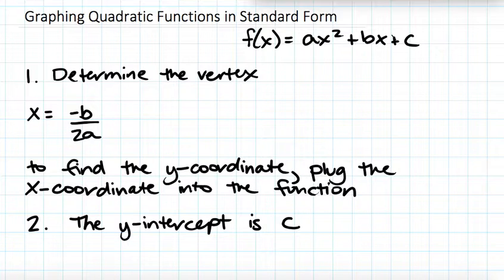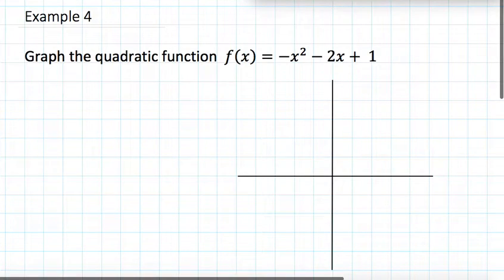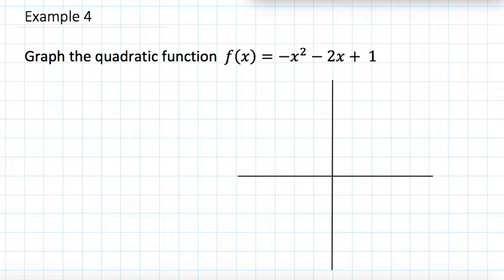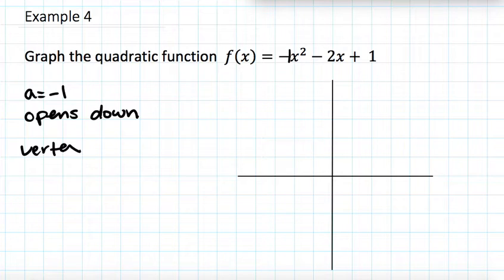So we're going to look at example 4. It says to graph the quadratic function f of x equals negative x squared minus 2x plus 1. Again, what I want to do first is identify whether the parabola is going to open up or down. In this case, a is negative 1, so it opens down because it's negative. I'll start with the vertex. On MyMathLab, it's going to ask you to plot the vertex first and then plot the second point, so you need that vertex first.